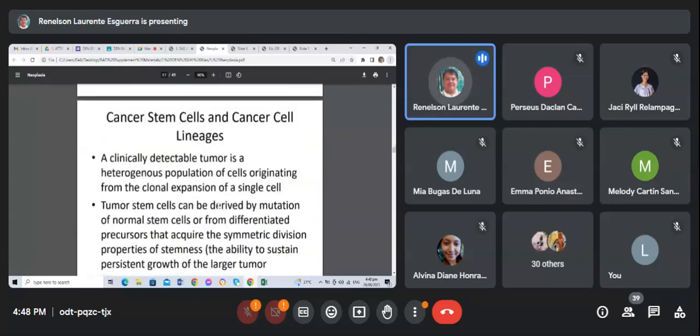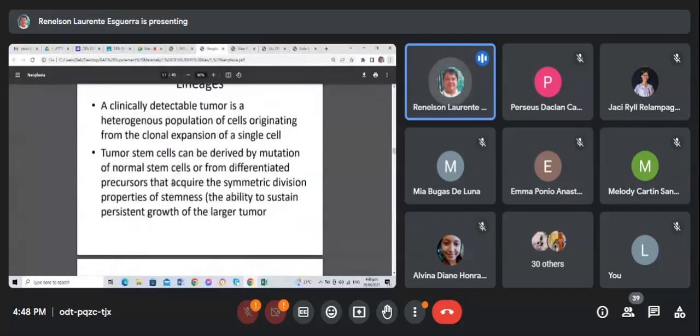There are also cancer stem cells and cancer cell lineages, and it's clinically detectable in a tumor wherein you have a heterogeneous population of cells originating from a single cell that is cloned. So this is where mutation comes in. The mutational ability of the cells in cancer cells is so diverse that you will see a lot of different forms of cells.